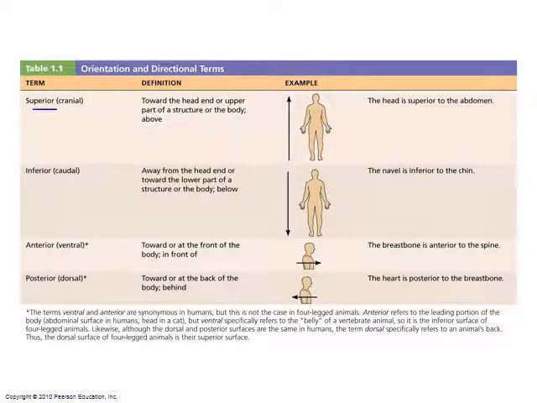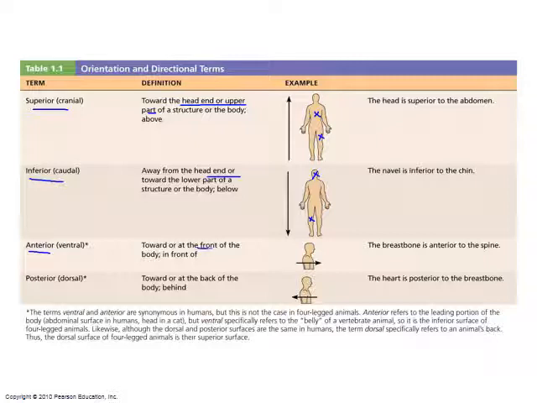So let's look at some of these. Superior. Superior is the top, so towards the head or the upper part of the body. So we could say, okay, your heart is superior to your thigh. For inferior, it would be the opposite. So in this case, I could say your knee is inferior compared to your head. So it's away from the head end.